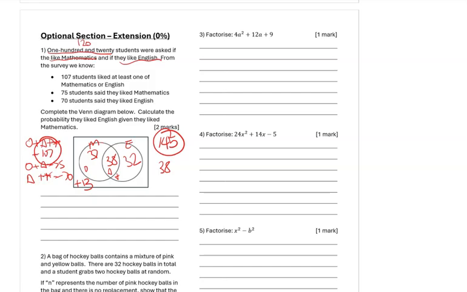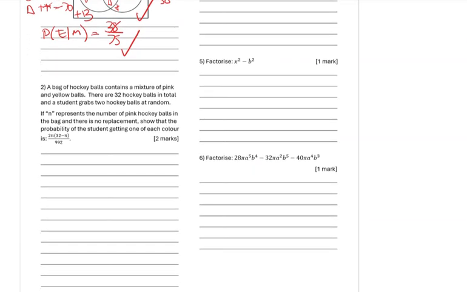So that was a really, really tricky one. Figuring out who was double counted was the trick to get there. And answering the actual question, calculate the probability that they liked English given they liked maths. So the total maths group was the 75 people sitting in the maths circle, and of those 75, 38 of them liked English. So if you got the Venn diagram correct, you got a tick. If you got the conditional probability correct, you also got a tick, and that was 2 marks to contribute to your extension section.